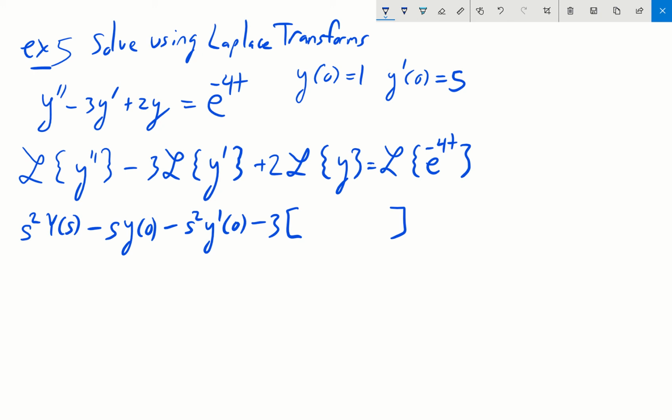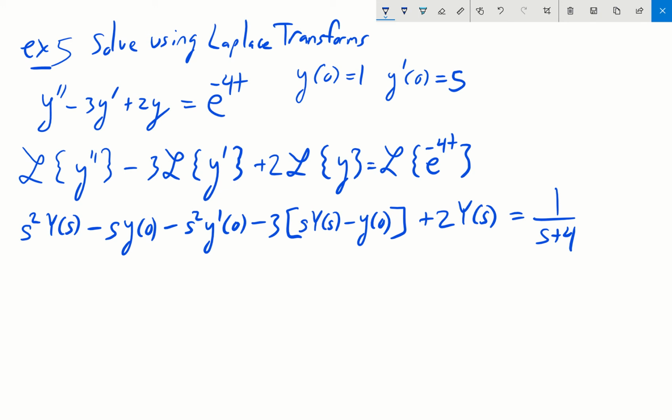So I'm going to write a bracket for this. The Laplace transform of y prime, we know, is s times y of s minus y of 0, plus 2 times the Laplace transform of y. Well, that's the thing that we simply call y of s. And this is equal to the Laplace transform of e to the negative 4t. That is simply 1 divided by s plus 4.